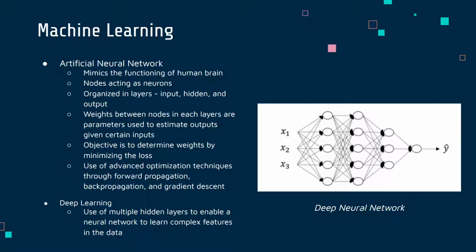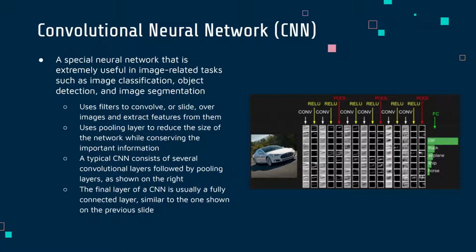Deep learning is essentially just using multiple hidden layers in order to enable a neural network to learn complex features. A CNN is a special type of neural network that's extremely useful in image-related tasks such as image classification, object detection, and image segmentation. It uses various filters to convolve or slide over images and extract features from them, creating feature maps. It uses pooling layers to reduce the size of the network while conserving important information. A typical CNN consists of a structure shown on the right with multiple convolutional layers and multiple pooling layers, followed by a fully connected layer.